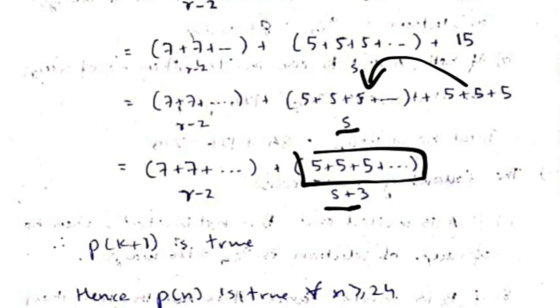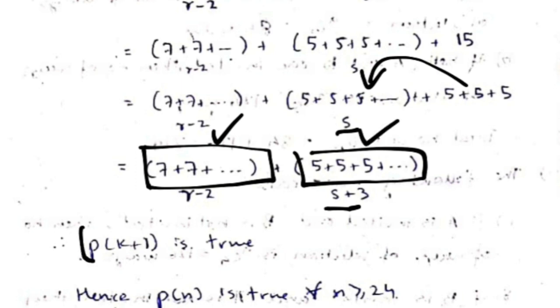Then we can insert these 3 5s in this. When we insert this, s will become s plus 3. So s plus 3 terms are there here. So this again can be represented as a sum of 7s and a sum of 5s. So P(k+1) is true. Therefore P(n) is true for all n greater than or equal to 24.